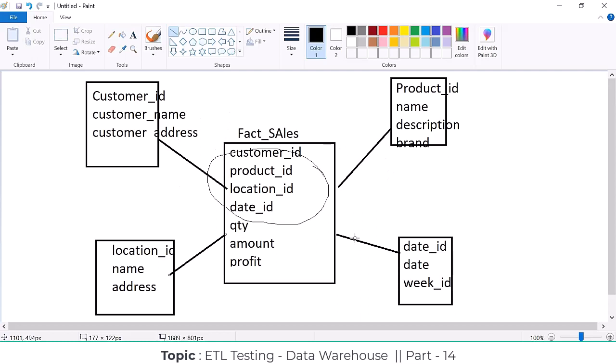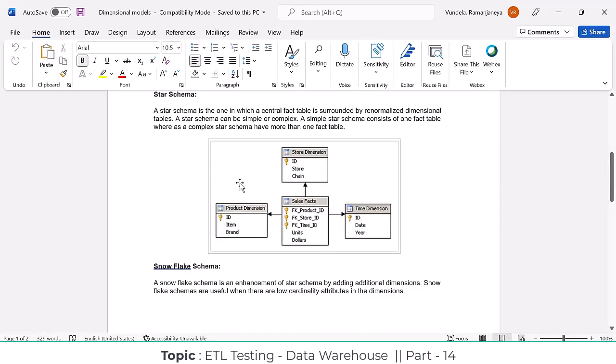In this model, in the same way, one more fact table, the fact inventory table, is also connected with multiple dimension tables. Like that it will be there, guys. A star schema is one where a central fact table is surrounded by denormalized dimension tables, not normalized dimension tables.